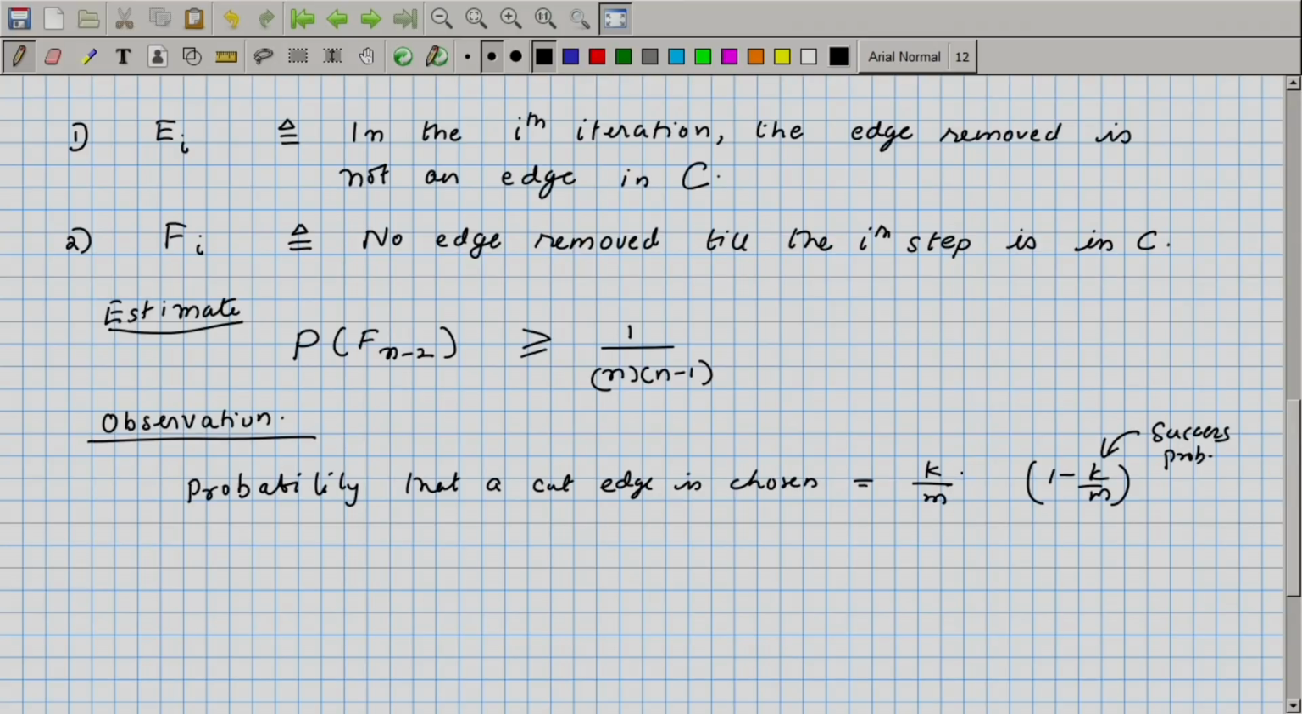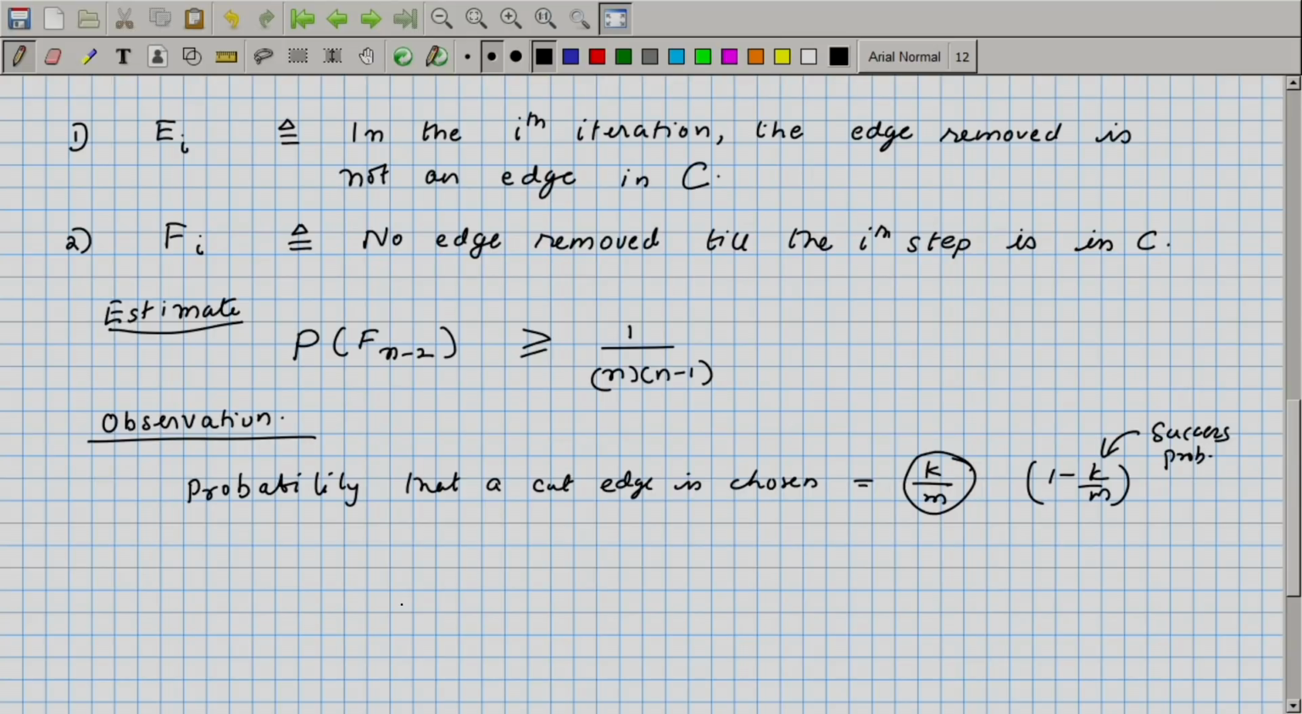Okay. We want to argue something about this k by m. Here the dependency is between the number of cut edges and the number of edges in the graph. We will relate it to the number of vertices in the graph. How do we do this?